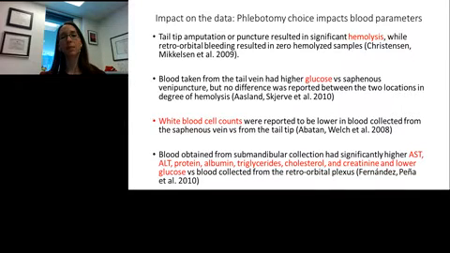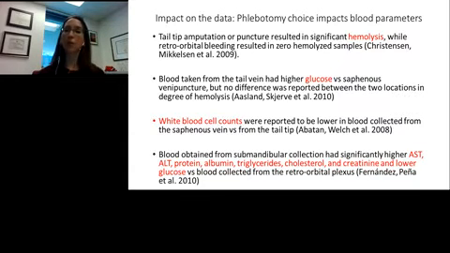Abaten et al. showed that hematology white blood cell parameters can be different based on whether or not the blood was collected from the saphenous vein, where the white blood cell counts were lower than if they were collected from the tail tip. And Fernandez et al. showed that multiple chemistry parameters can be different whether or not blood was obtained from the submandibular vein versus the retroorbital plexus. So these are just a few examples.